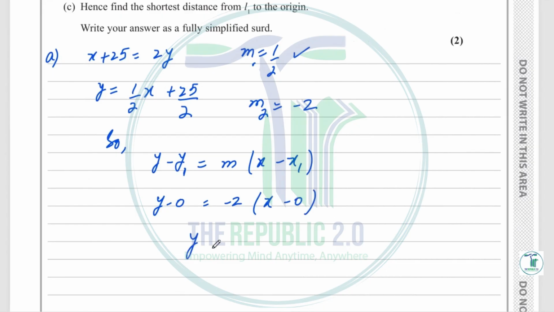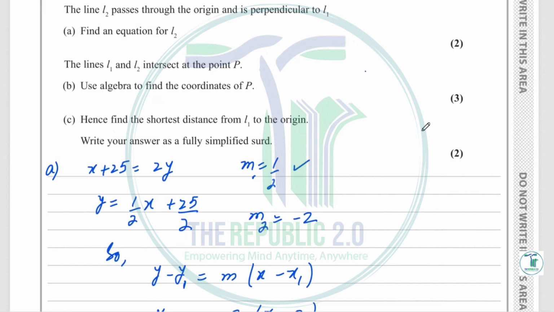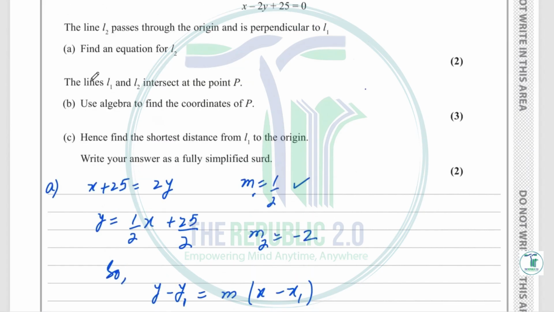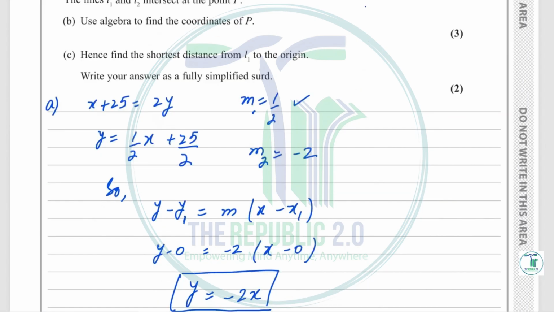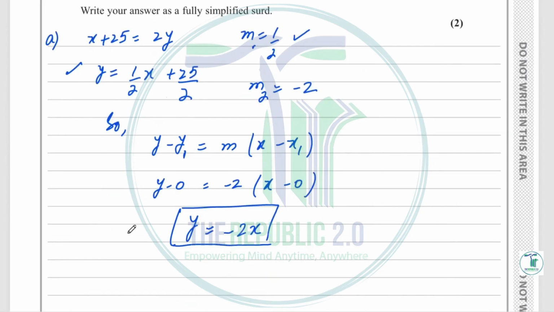So y comes out to be y equals negative 2x. That is how you'll get the equation of L2. Once we've got the equation of L2, in the B part, he's telling us that L1 and L2 intersect at the point P. Use algebra to find the coordinates of P. So we just need to simultaneously solve the equations. And the equations are this one, which is L1, and this one, which is L2.